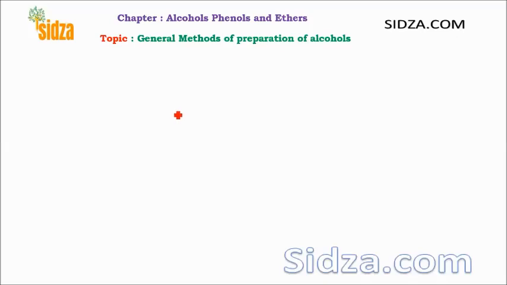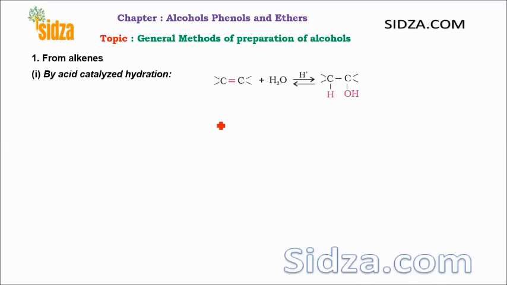Hello friends, in this video we will learn about the different methods of preparation of alcohols. How do we prepare alcohols? Number one is that we can prepare alcohols from alkenes. From alkenes we can get alcohols by different methods, and one of the methods is acid catalyzed hydration.